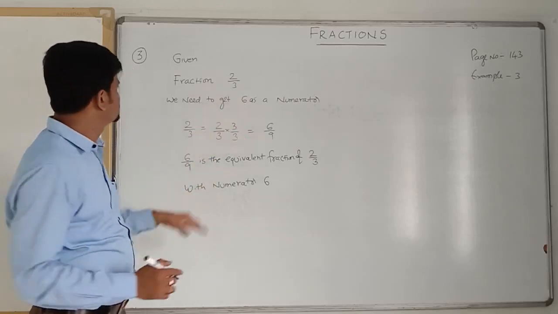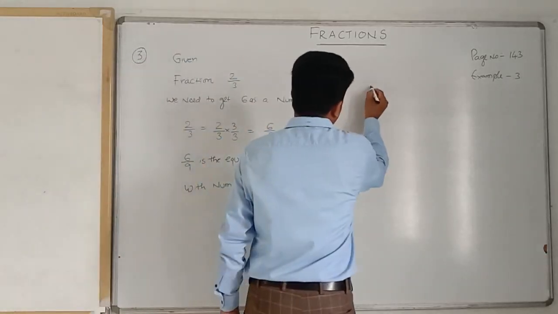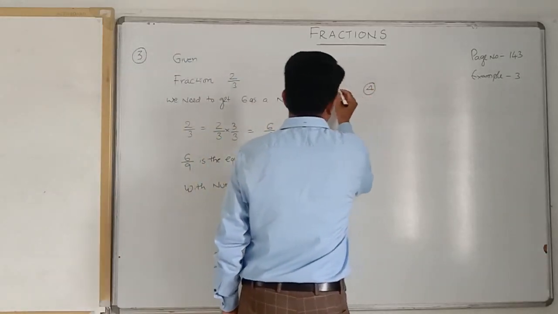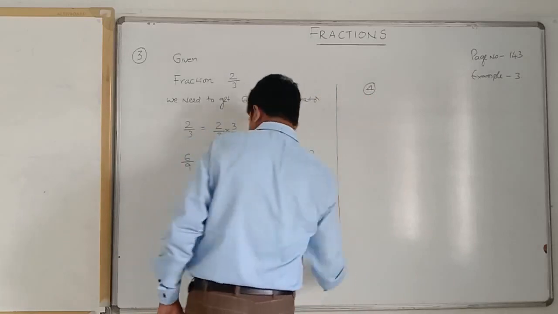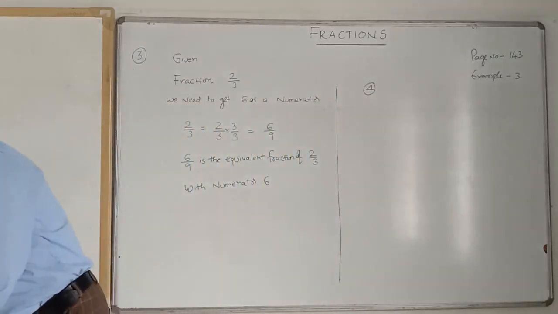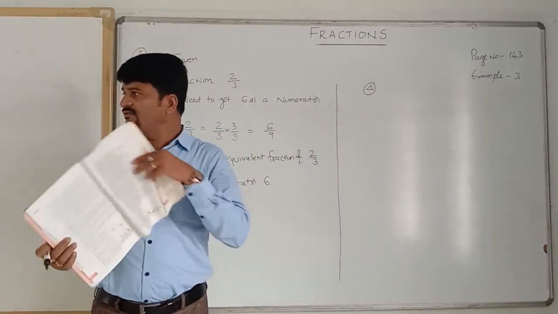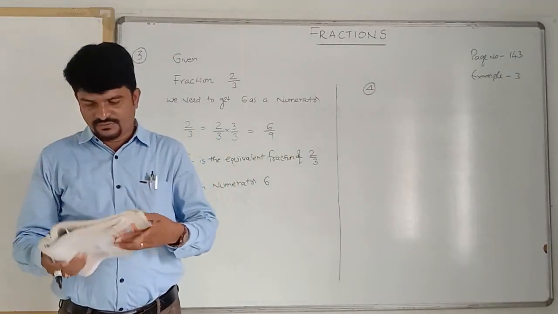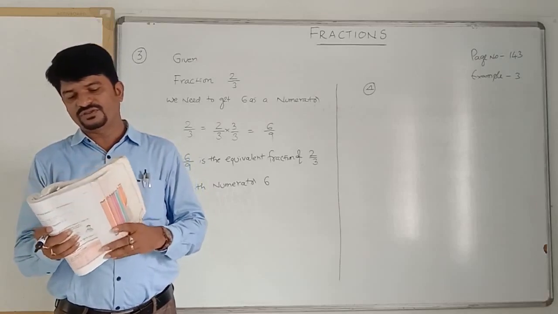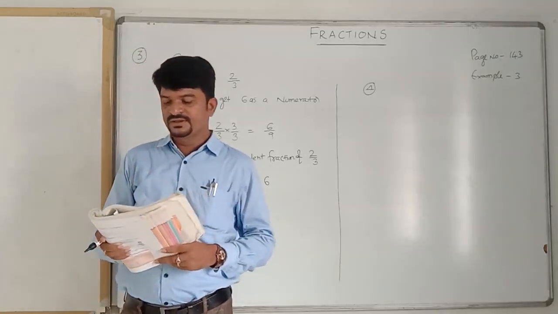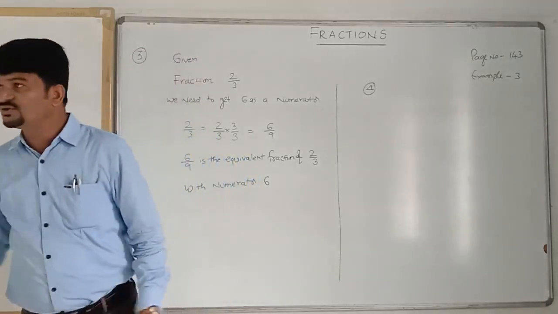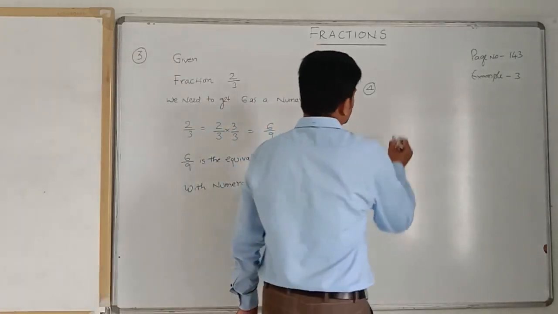Okay, children? This is one question. And let me explain one more question. And both the questions you can write afterwards. Example 4. What is the question? Find the equivalent fraction of 15 by 35 with the denominator 7. With the denominator 7.